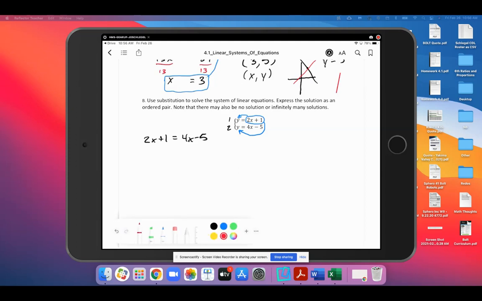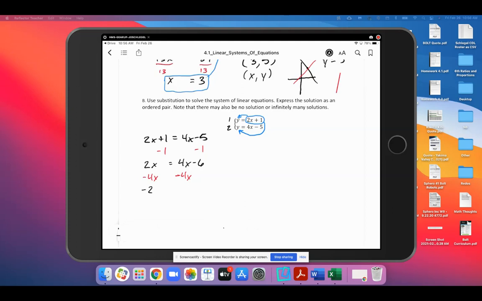And so what we've got going on here, folks, just quickly solving this, we're going to subtract 1 from both sides. I've got 2x equals 4x minus 6. And again, you could solve it differently than I do, and you would end up with the same result. So again, I'll subtract 4x from both sides now.